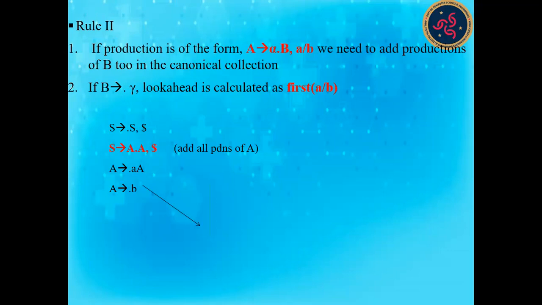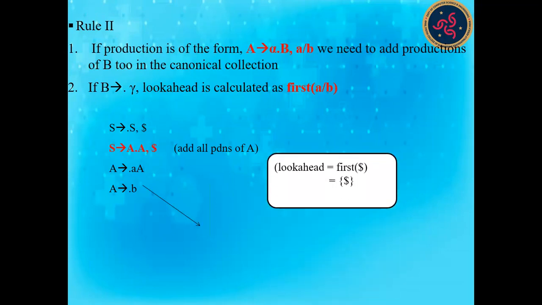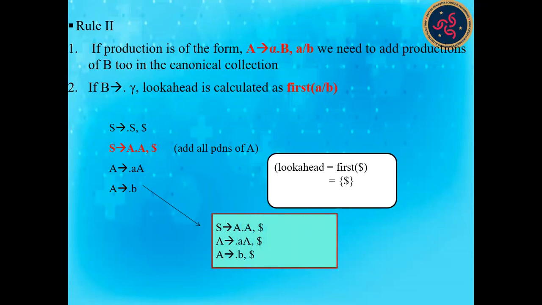So here I have shown that according to the rule, look ahead is equal to first of dollar symbol, just the dollar symbol. This is the rule, but if this comes as the last symbol, just take it directly as the look ahead symbol for the other productions. So therefore, our final production will be S gives dot A dollar symbol, and the dollar symbol will come as the look ahead symbol for these two productions also. I hope it is clear.